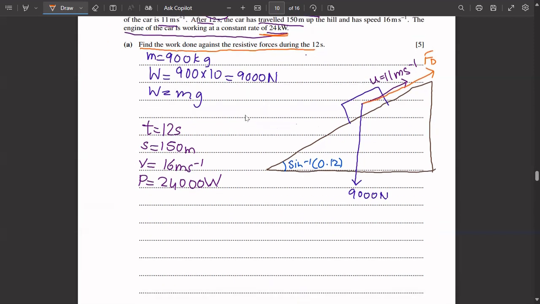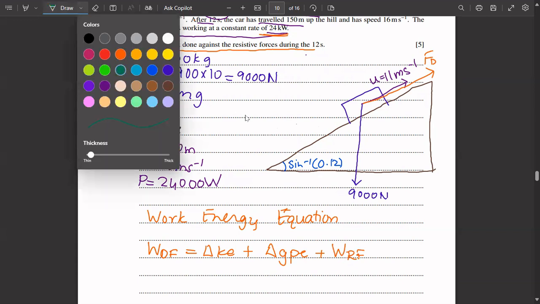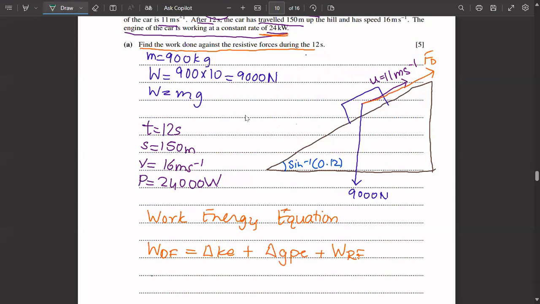So what we can do is use the work energy equation, and that is: work done by driving force is equal to delta K, that is change in kinetic energy, plus change in gravitational potential energy plus work done against resistive forces. So now what is the work done by driving force? We know that the power exerted by the engine is this much. Let me label it as PE.